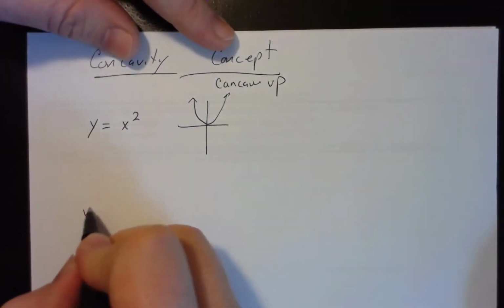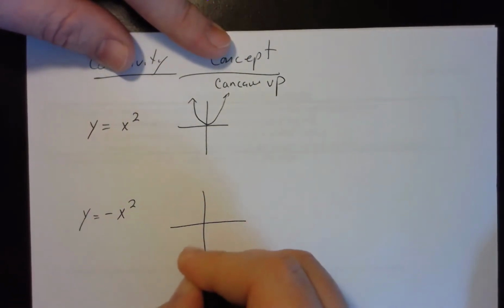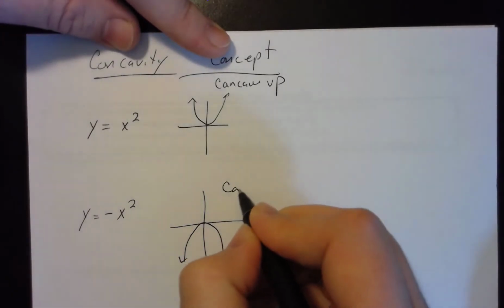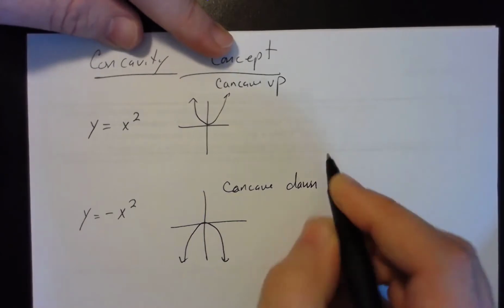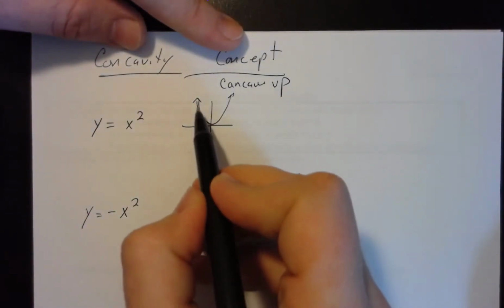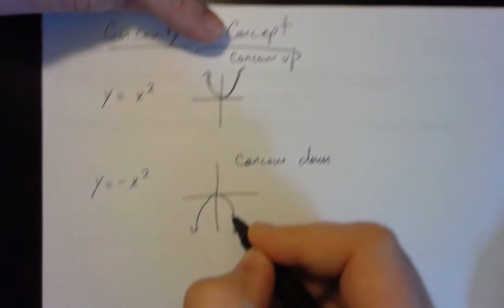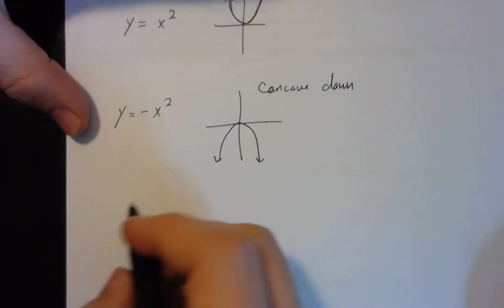Next, if I look at, say, a graph that looks like this, y equals negative x squared, then this graph is facing down, like this. And this is what we call concave down. So if we have something that looks like it's again opening up to some extent, then we'd call that concave up and concave down.